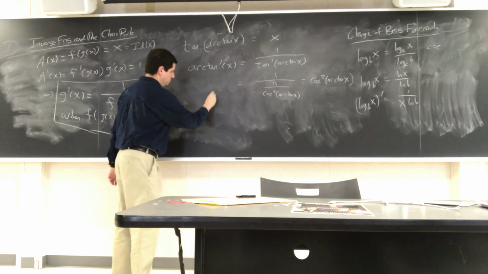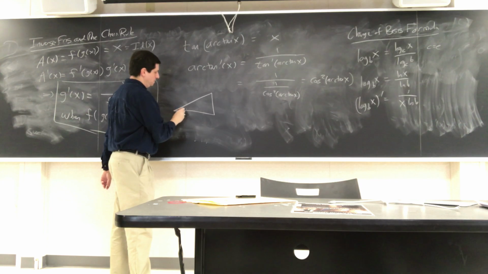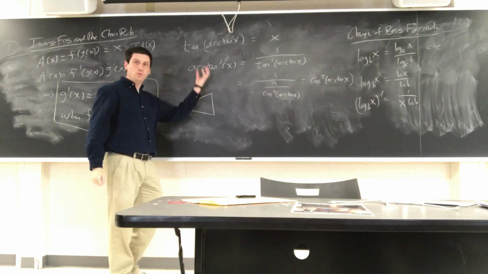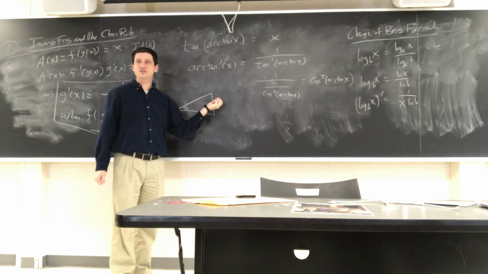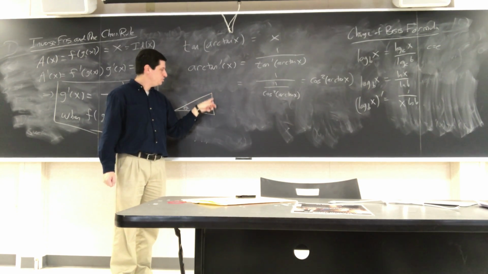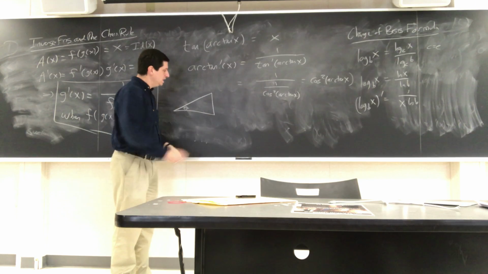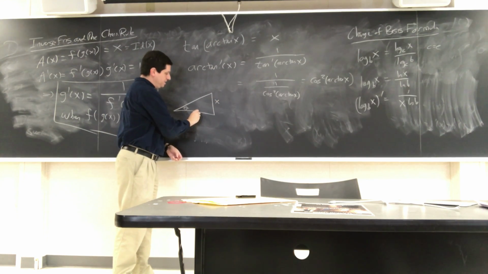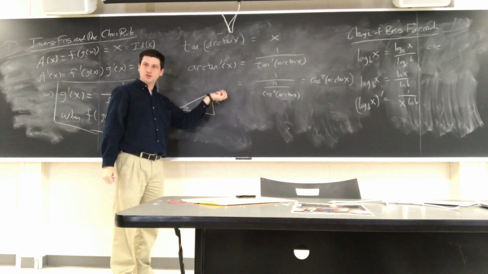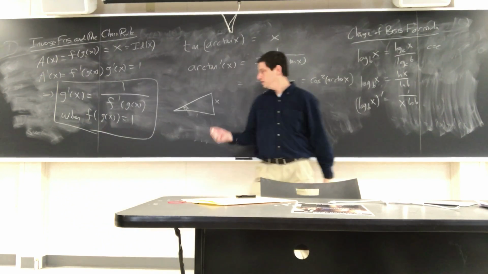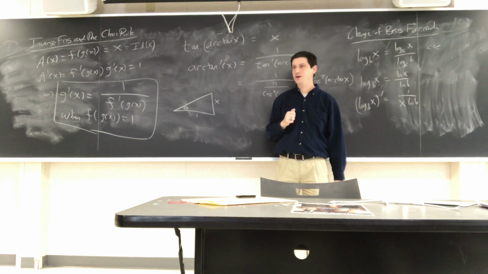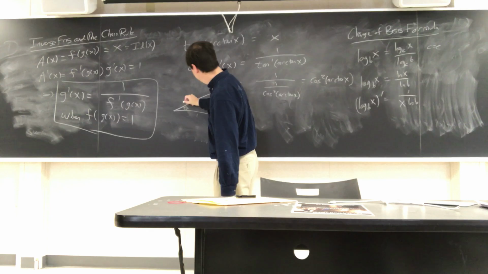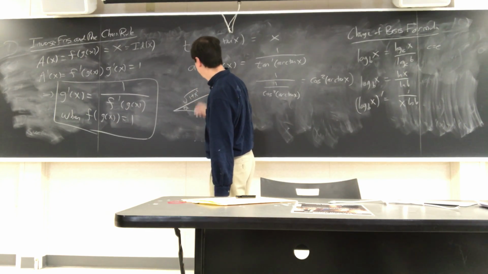Let's draw the triangle. Here's a theta. I want to draw a triangle with an angle, and I want the tangent to be x. So I get to choose my two sides. Let's choose this side to have length x, and this side to have length 1. Tangent is opposite over adjacent. So this triangle has an angle whose tangent is x. What would be the length of the hypotenuse? Square root of 1 plus x squared.